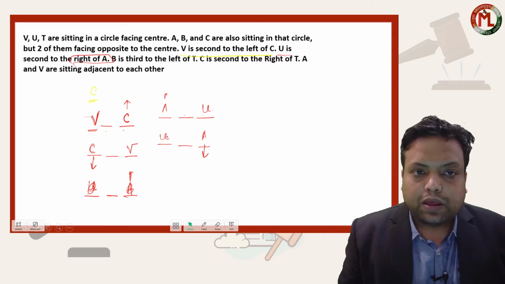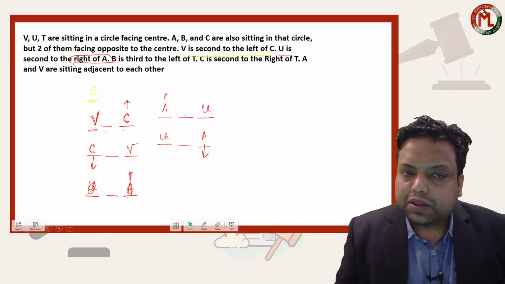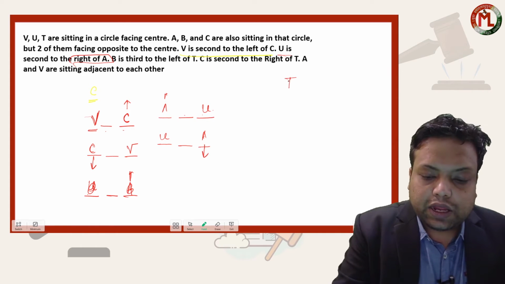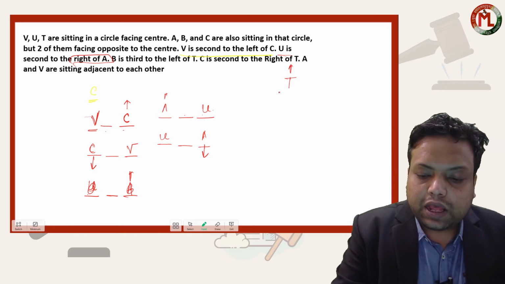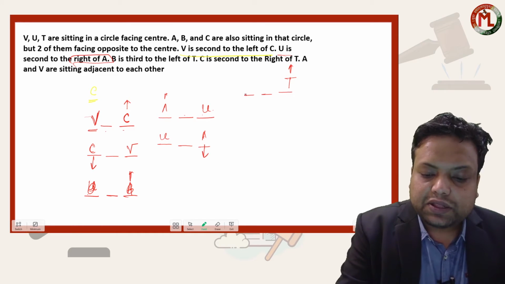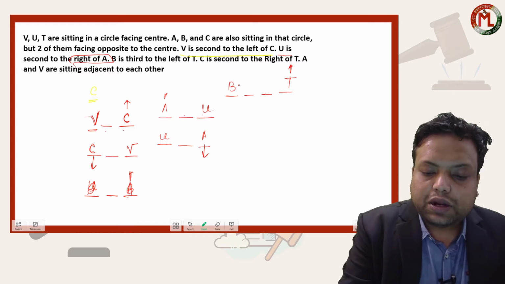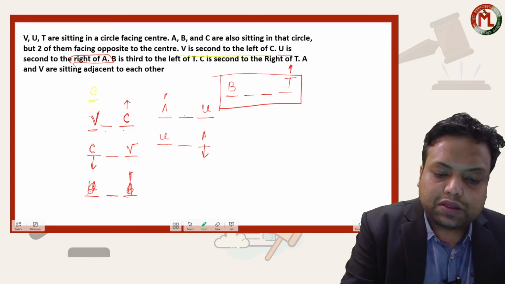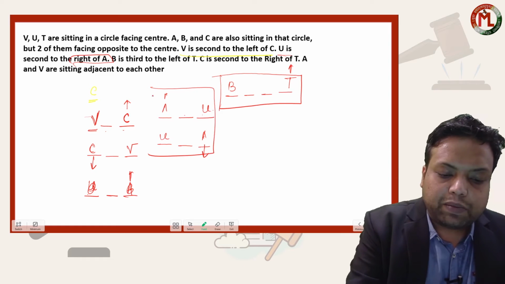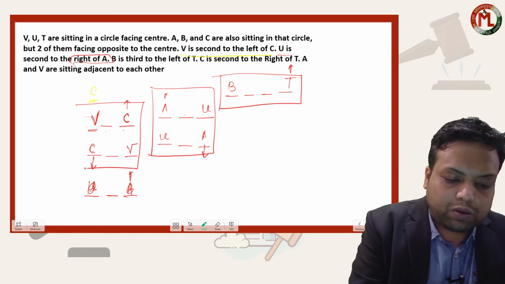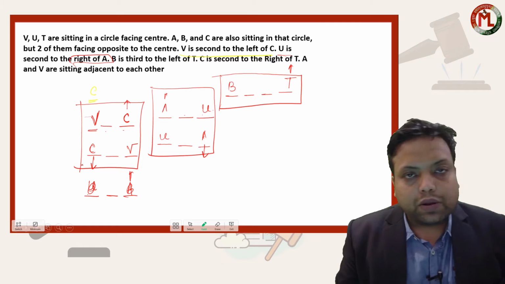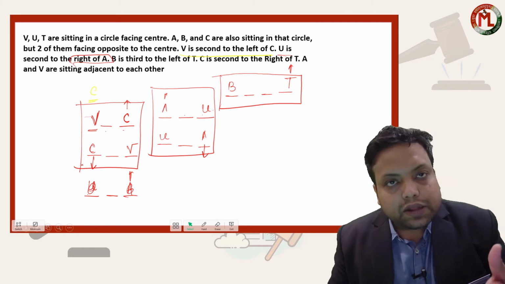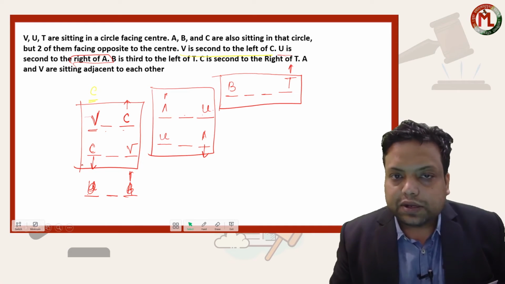Okay, B is third to the left of T. Similarly, you can draw it. So T is definitely facing center, and B is first, second, third, third to the left of T. See, these graphical representations have made our work so easy. Now when I go to solve the actual arrangement, I will just try to fit these columns rather than reading statements again and again, isn't it?